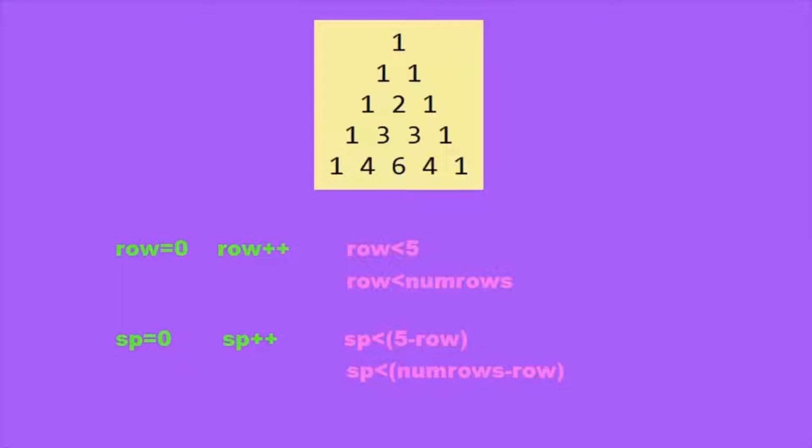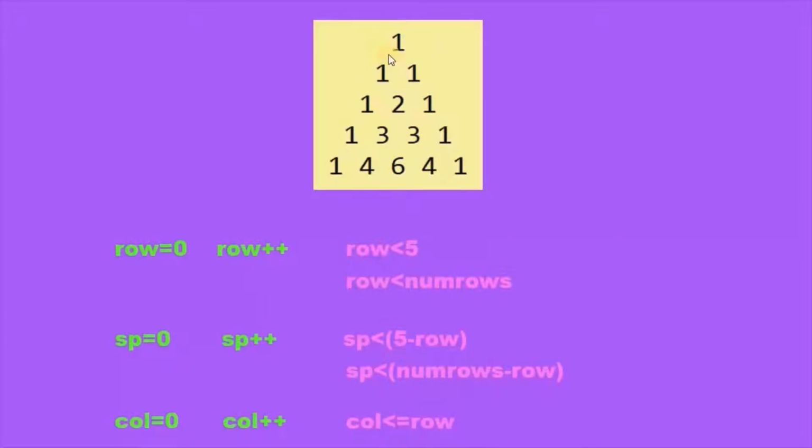Now we want to print numbers, so inner for loop for columns, col is equal to 0, col plus plus. On first row we can see one value or one number or one column. On second row 2 columns. On 5th row we can see 5 columns. So number of columns depends on number of rows. So condition will be col less than or equal to row. And here less than or equal to, this is important.